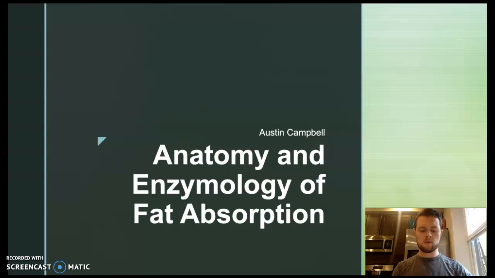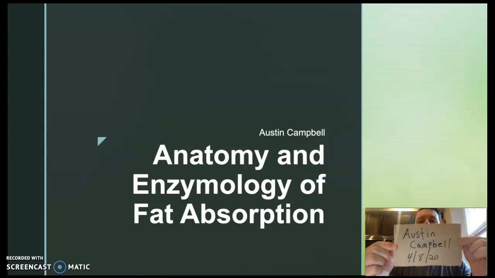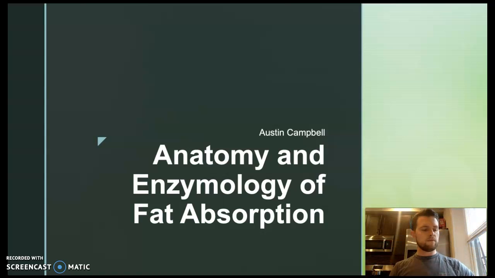Before we get started, here is my napkin with my name and date on it for the assignment verification. So let's get started.